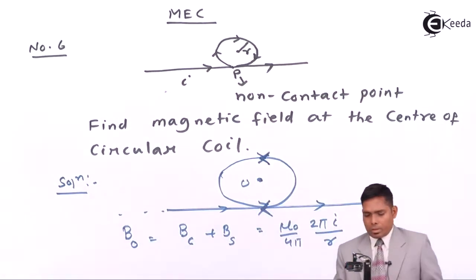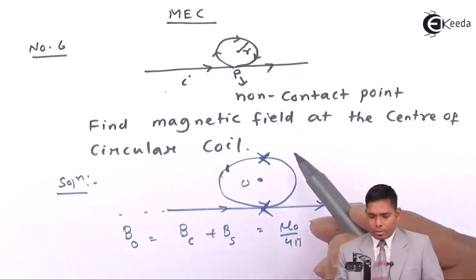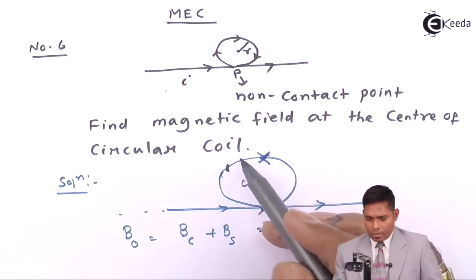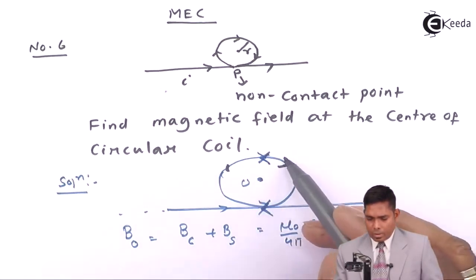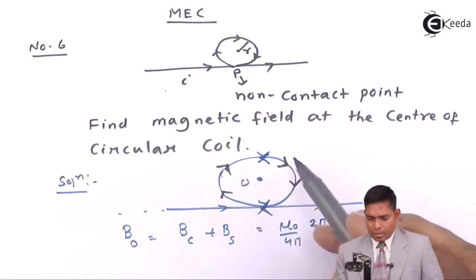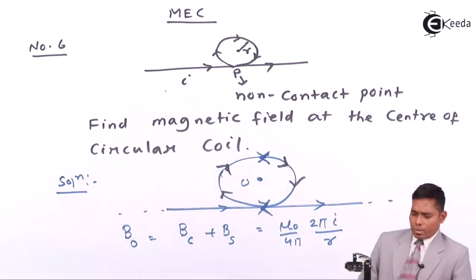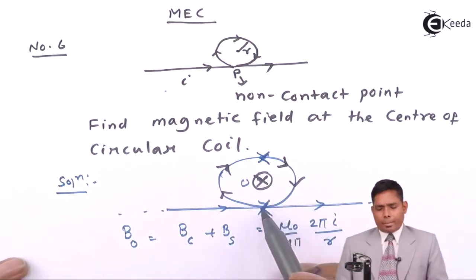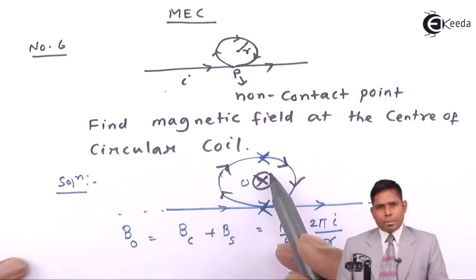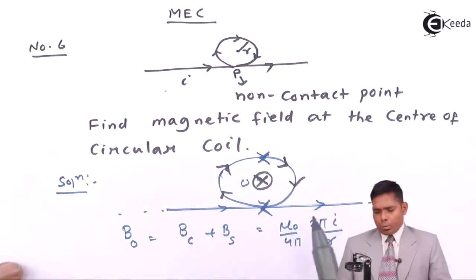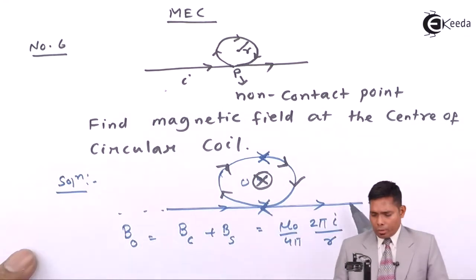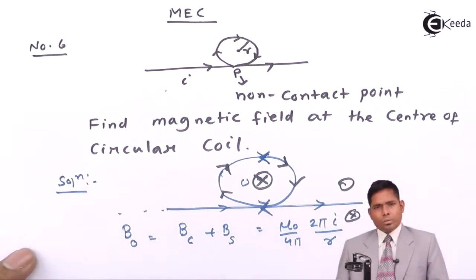Anyway, the current direction is clockwise according to the question. If it is clockwise, then it is downward. So because of the circular coil, the magnetic field at the center will be into the plane of the paper, and due to the straight part of the conductor, if you hold the conductor like this, with the current in this direction, the magnetic field will be up on this side and down on the other side.